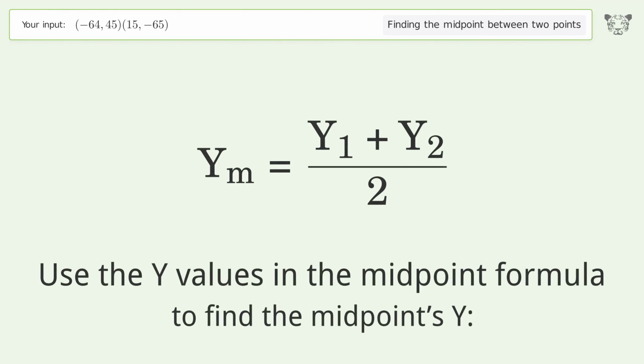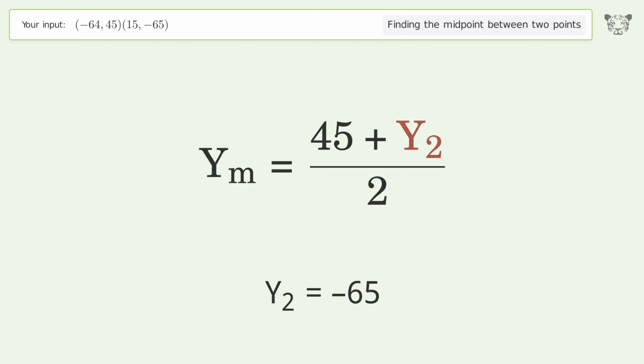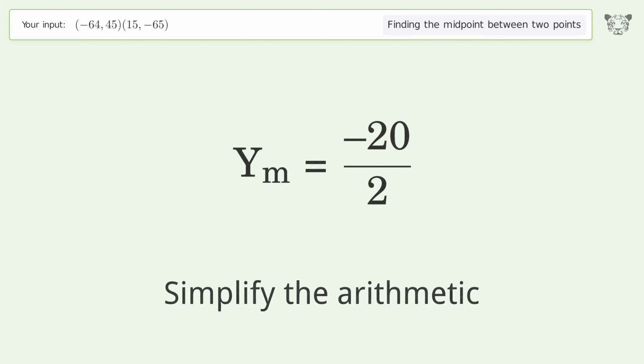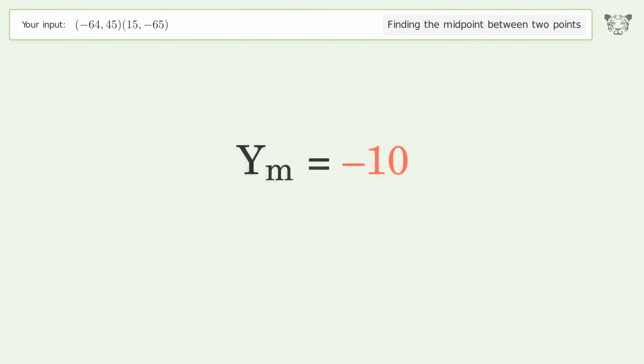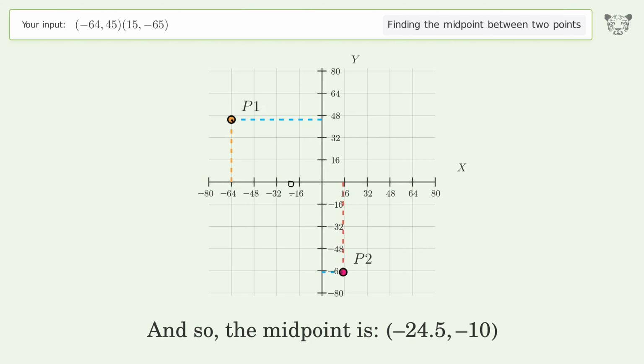Use the y values in the midpoint formula to find the midpoint's y. y1 equals 45. y2 equals negative 65. Simplify the arithmetic. And so, the midpoint is, negative 24.5, negative 10.